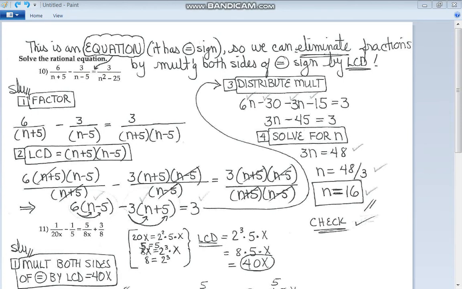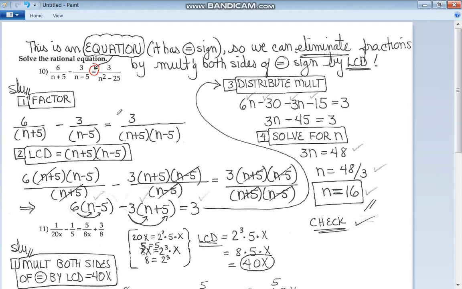Hi, Math 131, Exam 3. Number 10, this is an equation. It has an equal sign, so we can eliminate fractions by multiplying both sides of the equal sign by the LCD. You're not allowed to do that to get rid of fractions if there is no equal sign. You have to have that equal sign before you can get rid of the fractions.